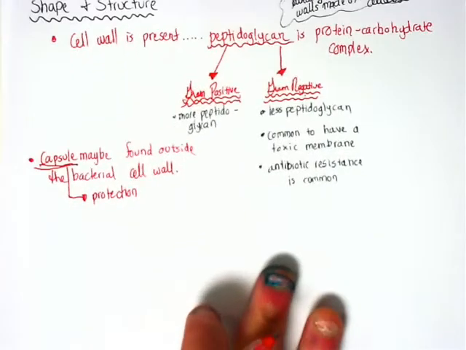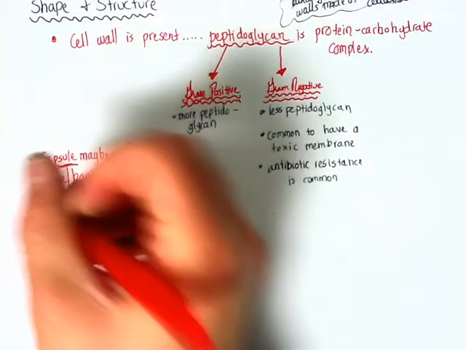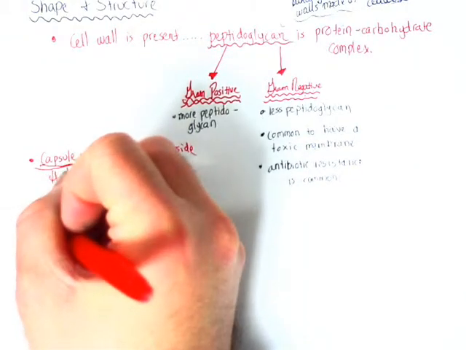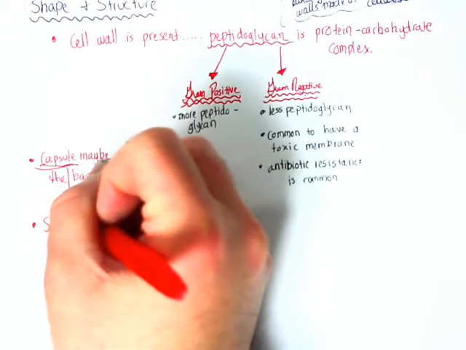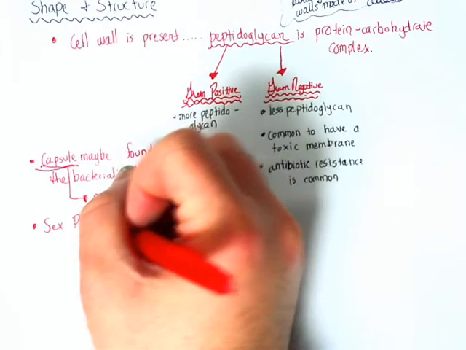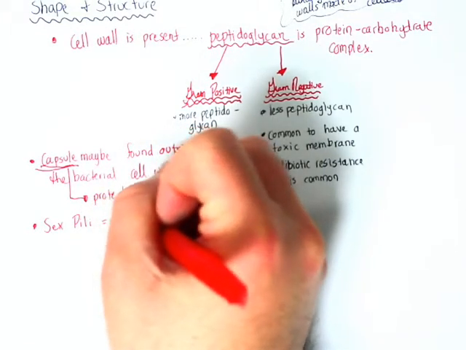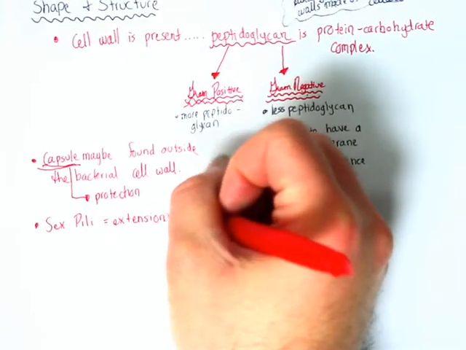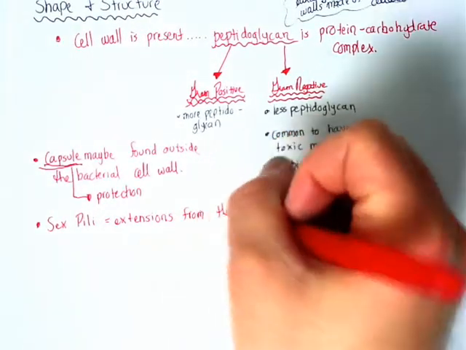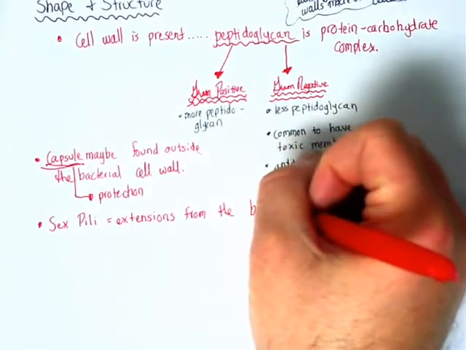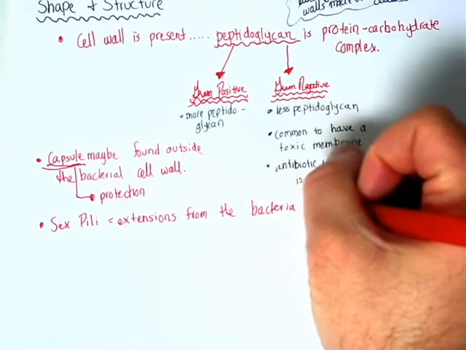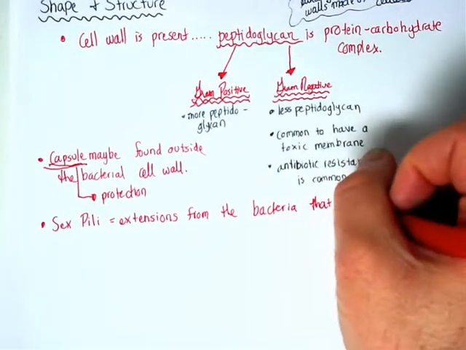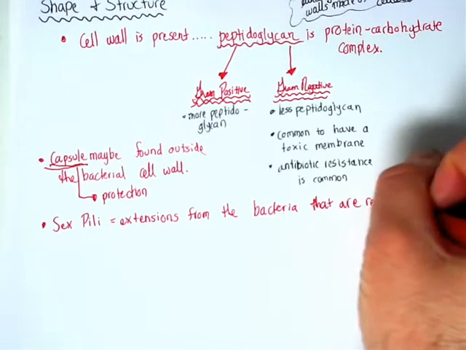Some other structures that we need to be familiar with. I think one of the most important ones would be the sex pili, which are extensions from the bacteria. And these extensions are responsible for sharing DNA.